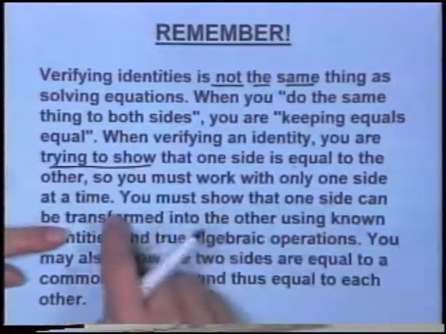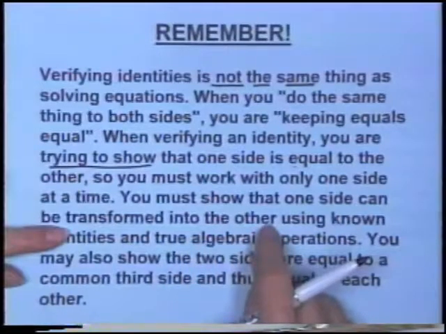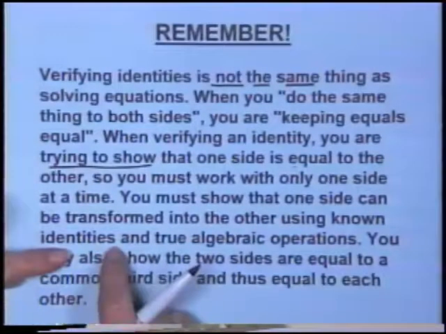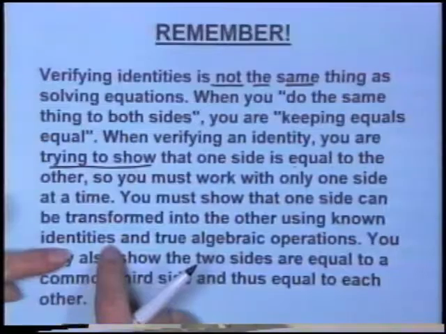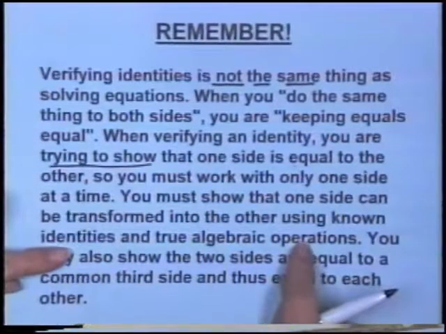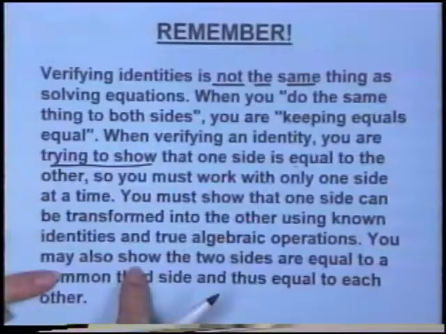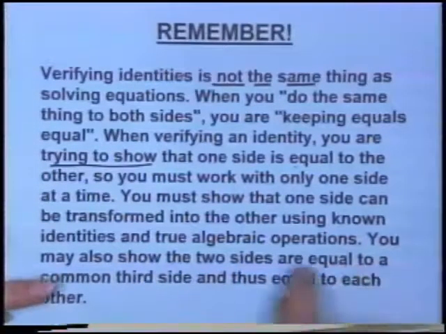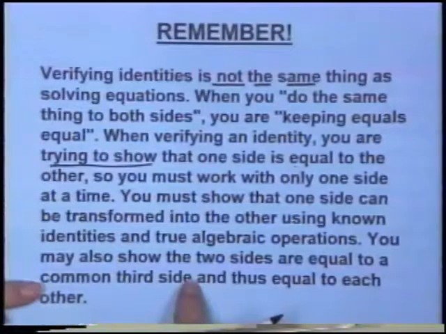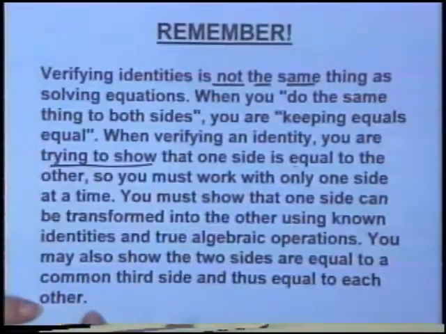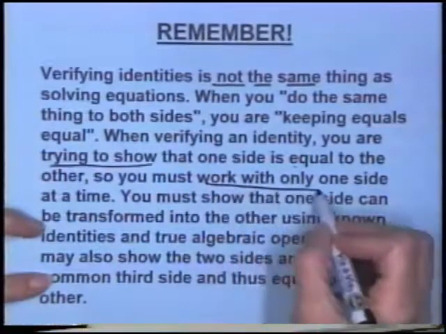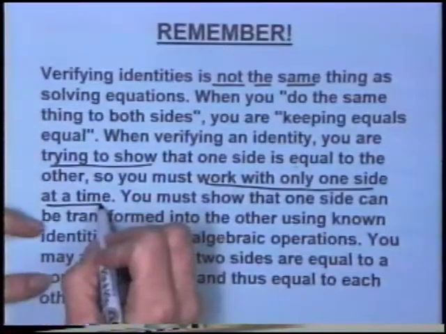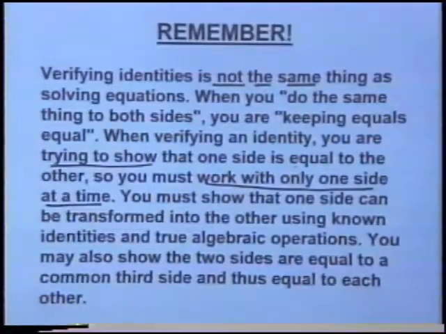You must show that one side can be transformed into the other using known identities, that would be our fundamental identities, and true algebraic operations. You may also show the two sides are equal to a common third side and thus equal to each other. This is the key. Work with only one side at a time. Don't be tempted to do the same thing to both sides when you're solving or verifying these trig identities.